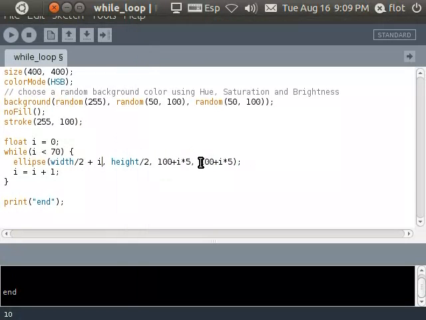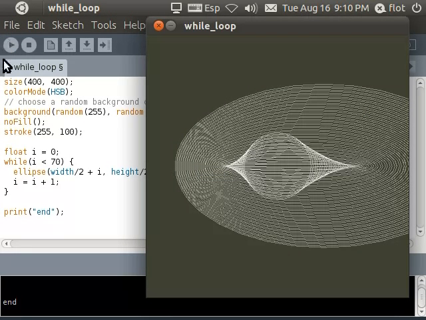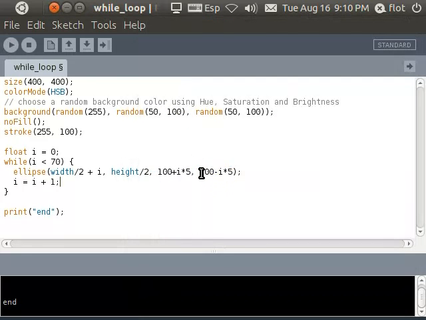Now I'm gonna, instead of increasing, make the height of the ellipse smaller. You see it's crossing itself. What that means is that we start with a height of 100, but we subtract. First we subtract 0, but then the next time is 5. Like 1 times 5 is 5. The next time is 10.